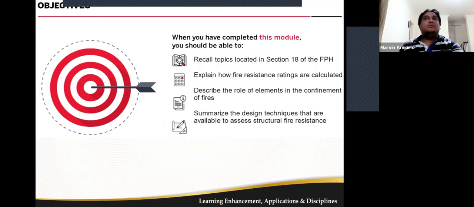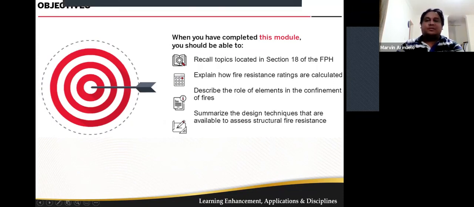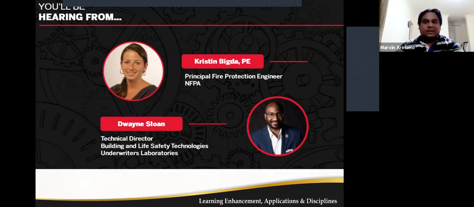Once we complete the module, we'll be able to recall all the topics related to Section 18 of your Fire Protection Handbook, explain how fire resistance ratings are calculated, describe the role of elements in the confinement of fire, and summarize the design techniques available to assess structural fire resistance.